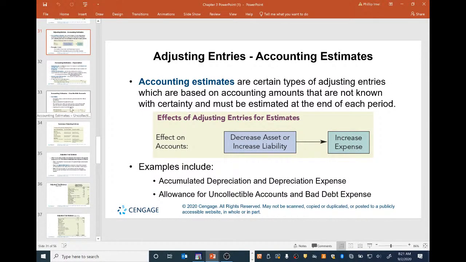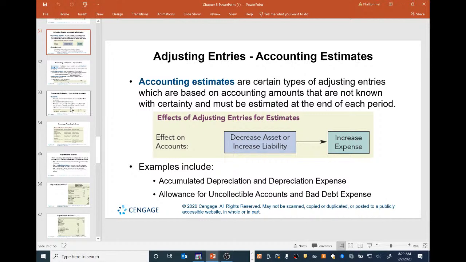Okay, some more adjusting entries for accounting estimates. These are certain types of adjusting entries which are going to be based on accounting amounts that are not known with certainty and must be estimated at the end of each period. So it says the effects of adjusting entries for estimates, the effect on accounts, it's going to decrease an asset or increase a liability and then increase an expense, okay?